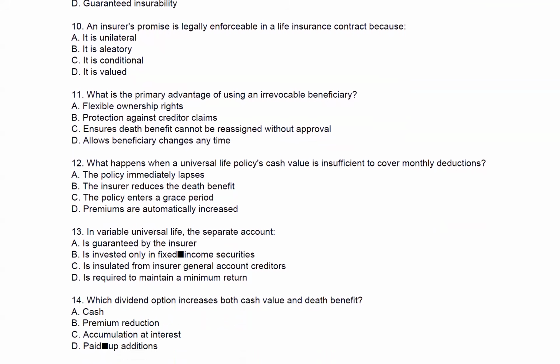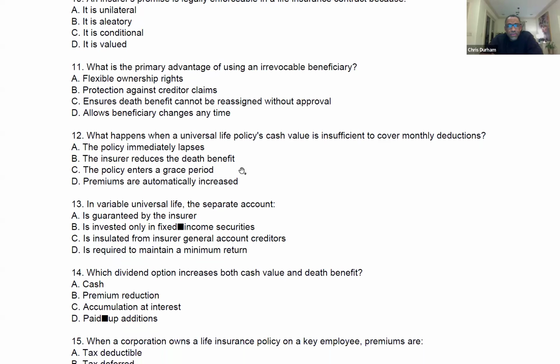11. What is the primary advantage of using an irrevocable beneficiary? A. Flexible ownership rights. B. Protection against creditor claims. C. Ensures death benefit cannot be reassigned without approval. D. Allows beneficiary changes anytime. And it would be C. Irrevocable cannot be reassigned without the beneficiary signing. All right, that's an easy one.